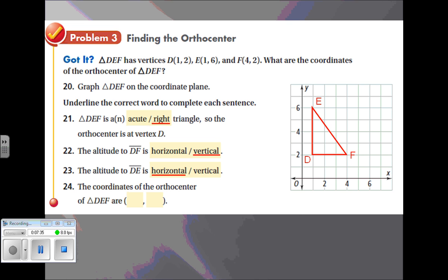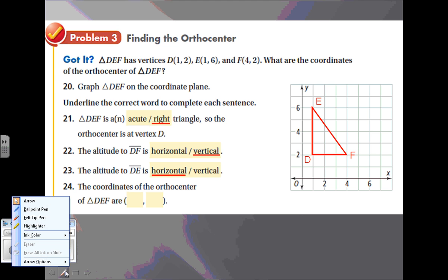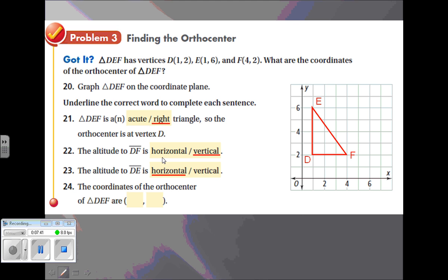The altitude of DF, where are my tools? Need my pen. The altitude of DF, let me look at that again. Oh, the altitude to DF is vertical. My bad, that is correct. So I don't need that anymore. The altitude to DF is vertical. It's Sunday morning. It's been a long spring break. I make mistakes.